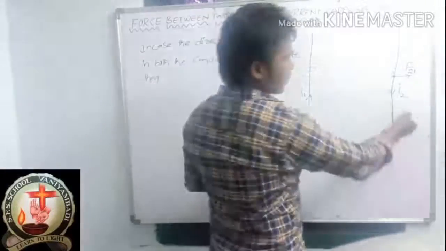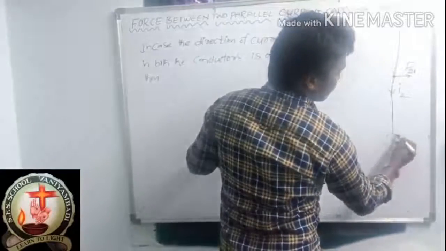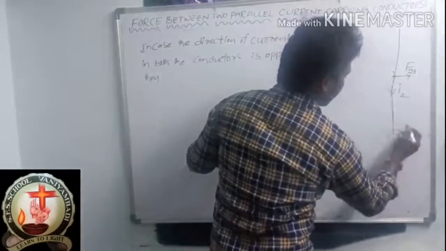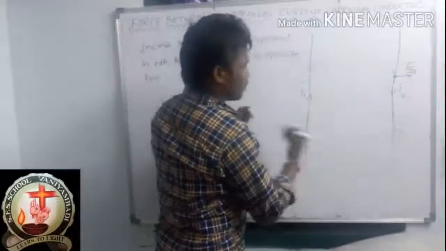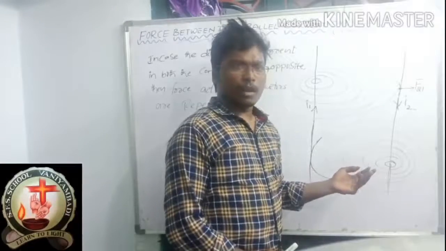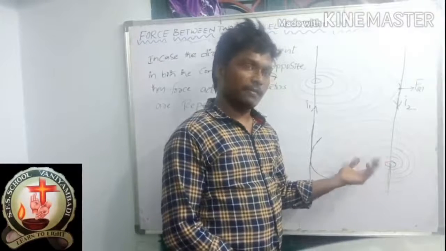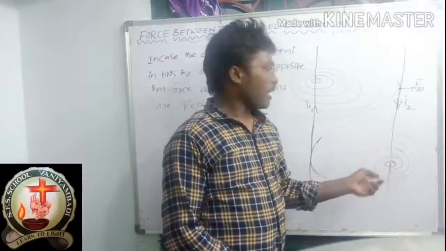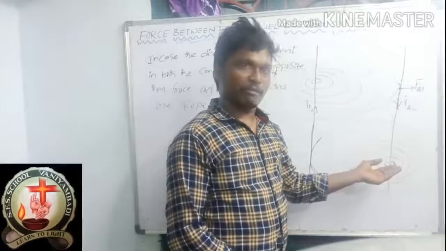At the same time, this is also a current carrying conductor. This also will produce a magnetic field, correct? So in what direction will it produce the magnetic field? Here also I would like to find the direction of magnetic field, then only I can find the direction of force. Already I know the direction of current is downside, so I have to find the direction of magnetic field.